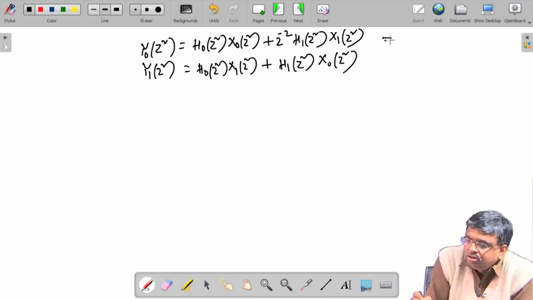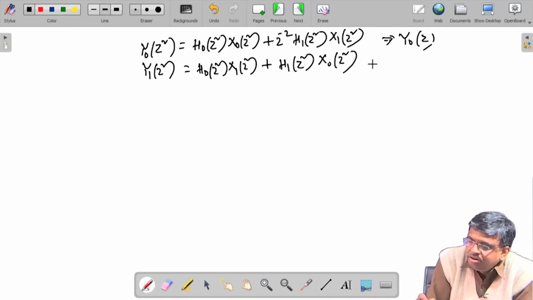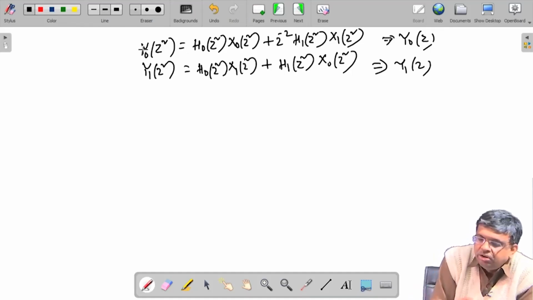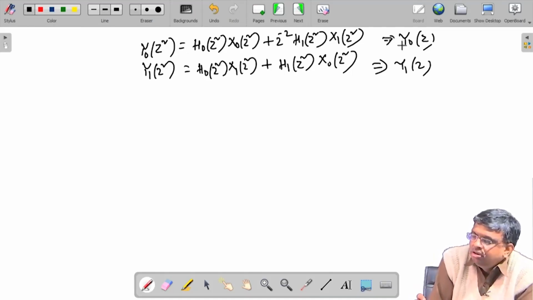We will generate, instead of z square, y0 z and y1 z. We will first generate y0 z, y1 z. From z to z square means the corresponding sequence has to be expanded by a factor 2. So z will become z to the power m, that is z square. Expanding by 2 means between every pair of samples m minus 1 zeros, that is 1 zero.